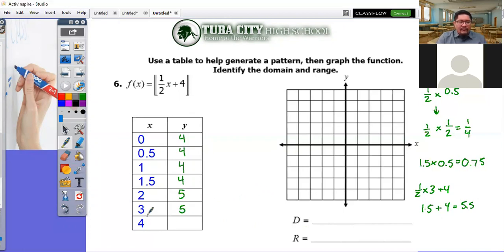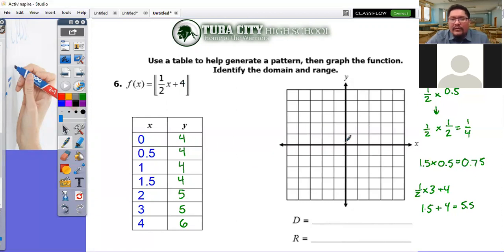All right, let's try 4. So with 4, plug 4 in there. Half of 4 is 2. 2 plus 4 is 6. So round it down, and it's already an integer, so that should give us what we need to complete the table. Now let's go ahead and mark some of these down.